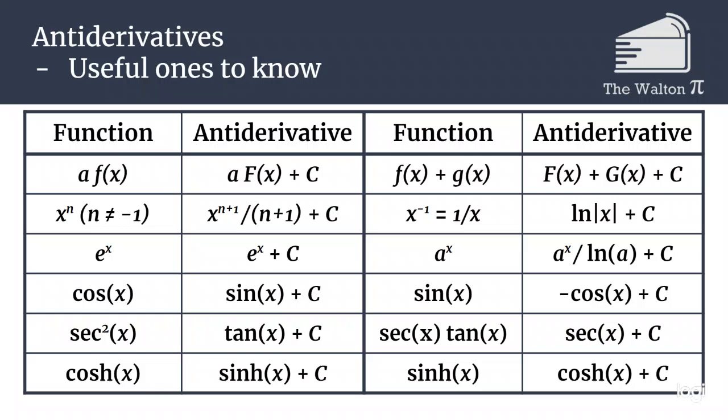The antiderivative of e to the x is e to the x plus c. The antiderivative of a to the x is a to the x divided by the natural log of a plus c. The antiderivative of cosine is sine. The antiderivative of sine is negative cosine. The antiderivative of secant squared is tangent, and the antiderivative of secant times tangent is just secant. And then the last two on this table are hyperbolic functions. If you ever need them, their antiderivatives are here.